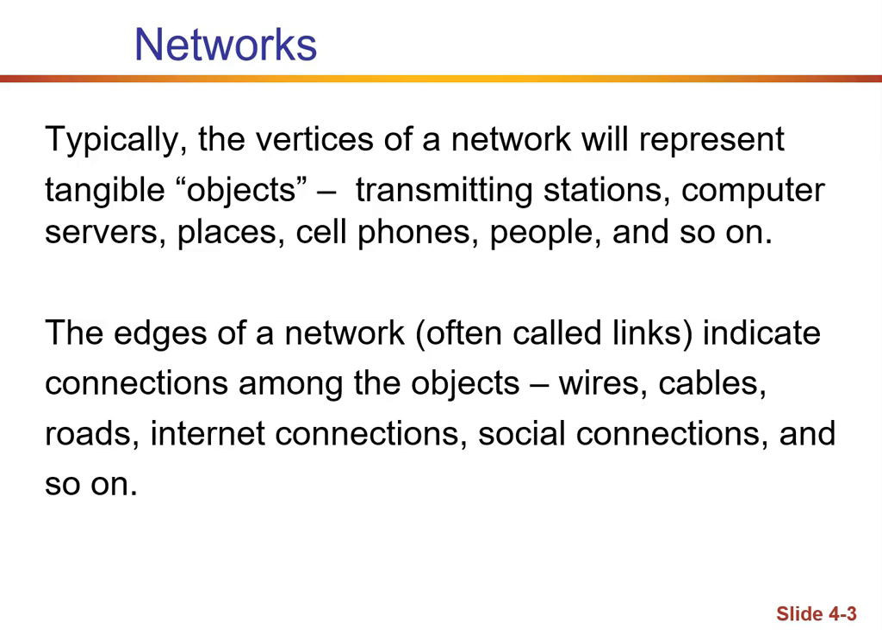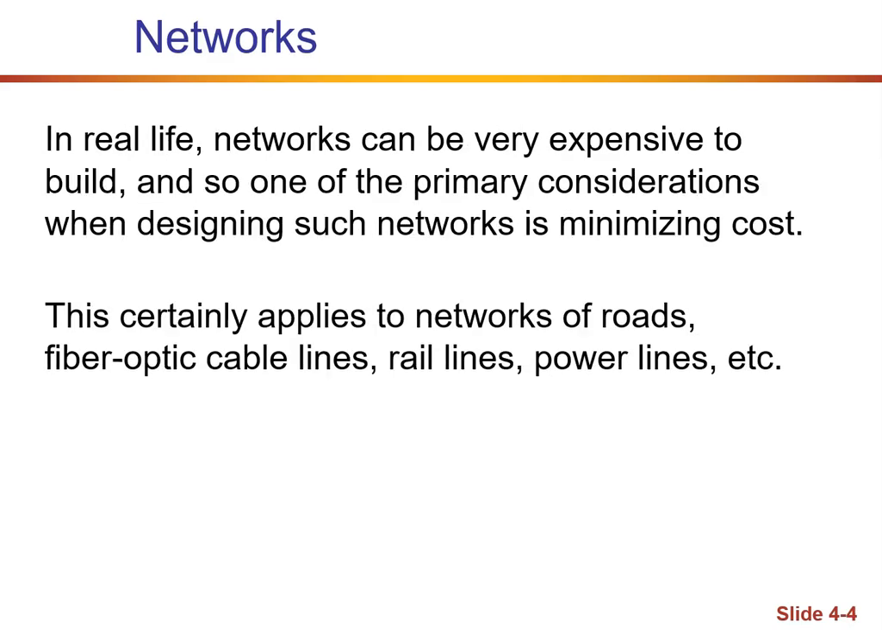Okay, where is this typically used? Transmitting stations, computer servers, cell phones, people, etc. A lot of people think of a network, especially with computer systems. That's probably the biggest one. But you can use it in internet connections, social connections, wires, cables, roads, etc. Okay, so the edges of the network are typically called links as well. So this is where it would occur in real life situations, and they can be very expensive to build. So you definitely want to think about minimizing costs, especially again running fiber optic cable lines, rail lines, power lines, again roads, etc. Very expensive, so we want to minimize that.